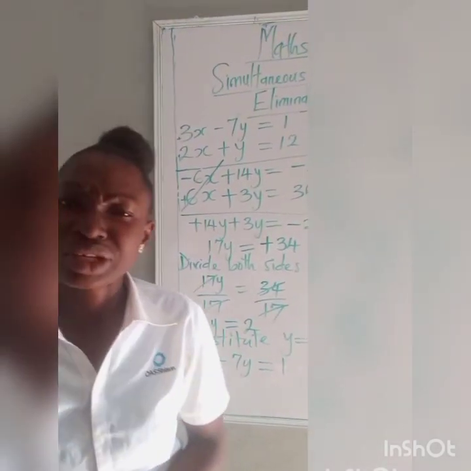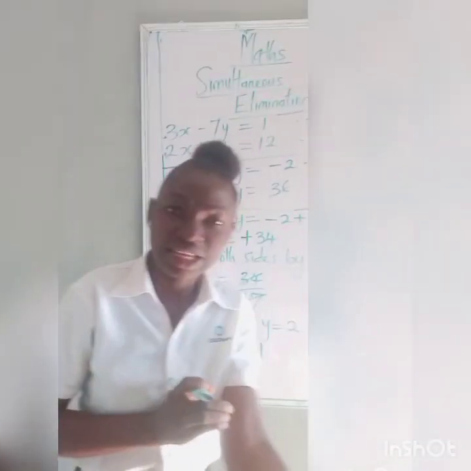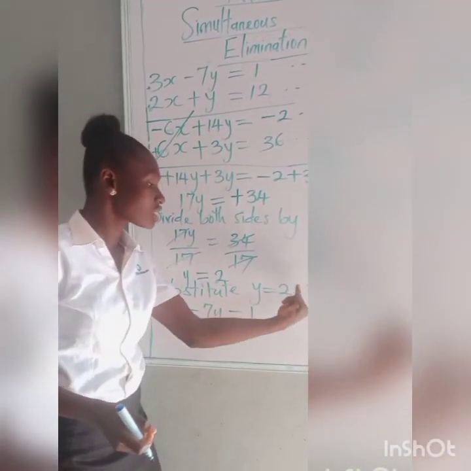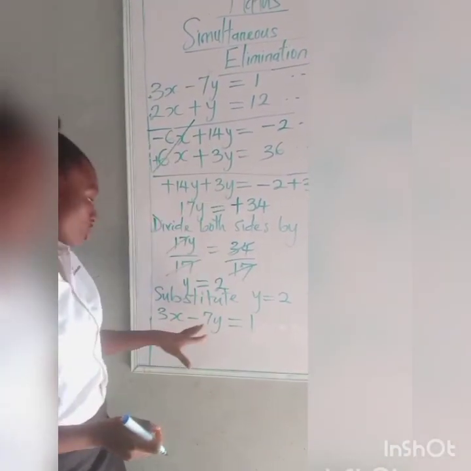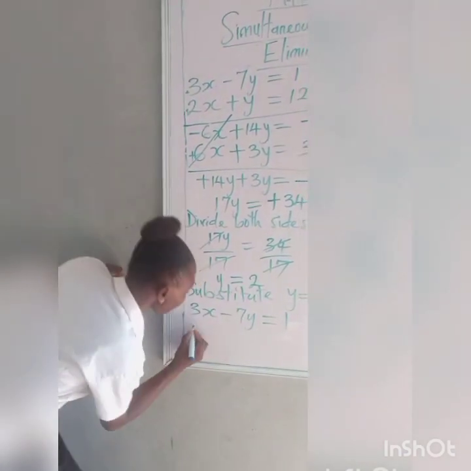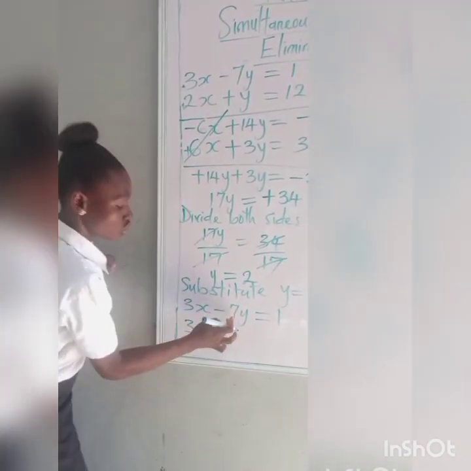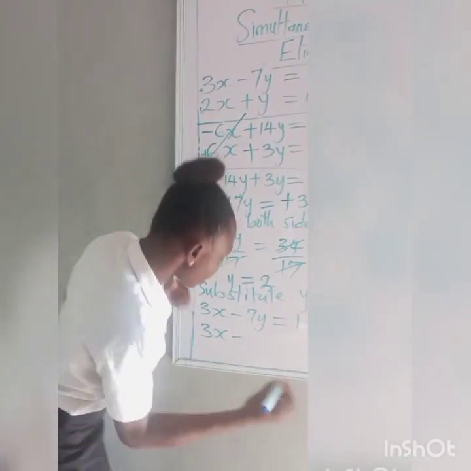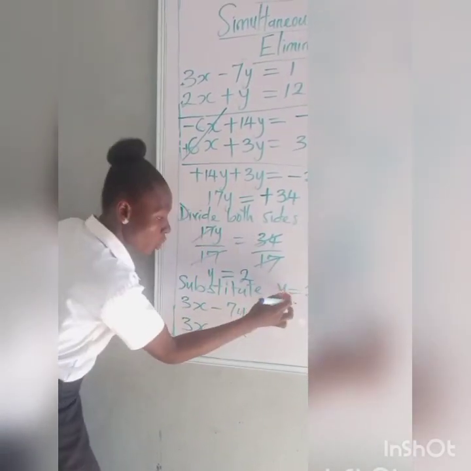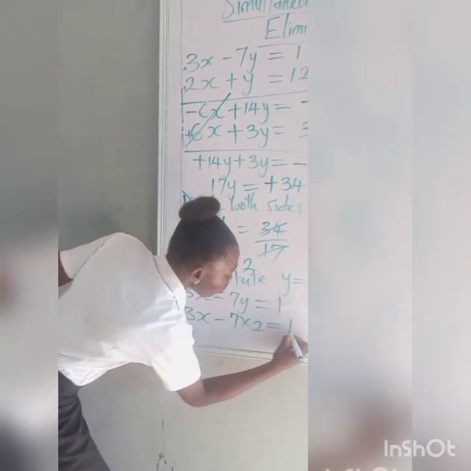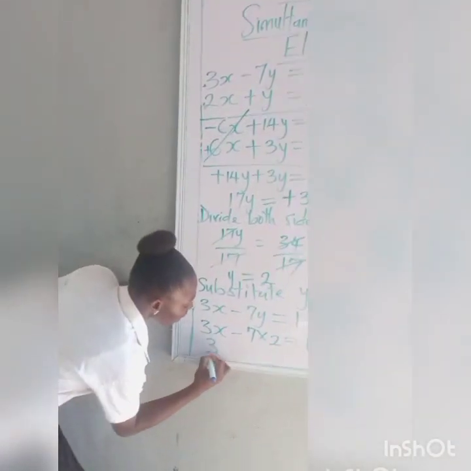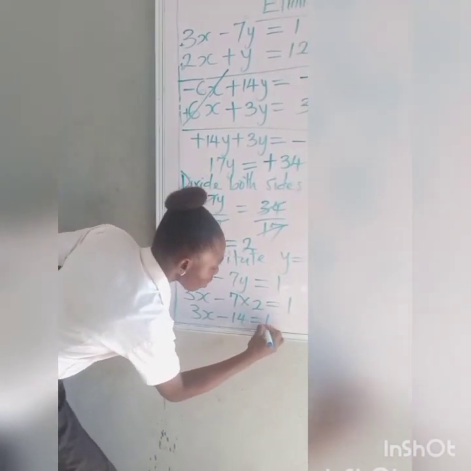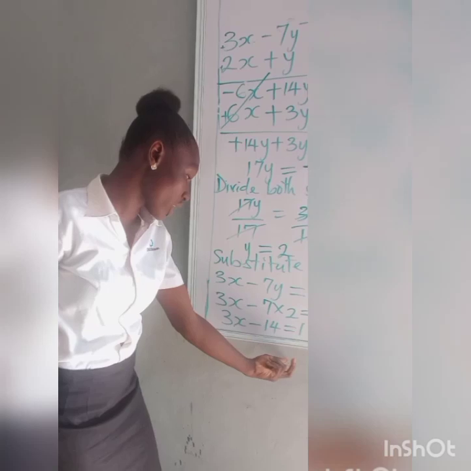What does substitution mean? It means you want to replace. That's the meaning of substitution. Meaning that whenever I see y, I replace it with 2. So whenever I see y here now, you go and put 2. So I will have 3x minus, you will not say 72. This 7y means 7 times y. So that will be minus 7 times, what is my y? 2 equals to 1. So I will now have 3x minus 7 times 2 is 14 equals 1.